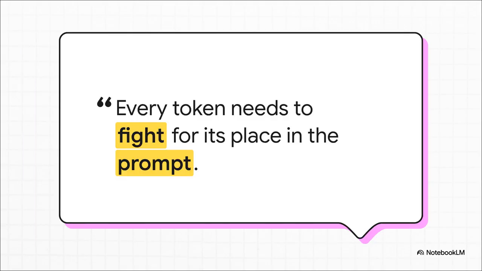Yeah, there's this mantra for level 3 that I just love. It's every token needs to fight for its place in the prompt. You become absolutely ruthless about what you feed the AI. You're constantly asking, does this line of code, this file, this piece of context actually help? If the answer's no, you get rid of it.